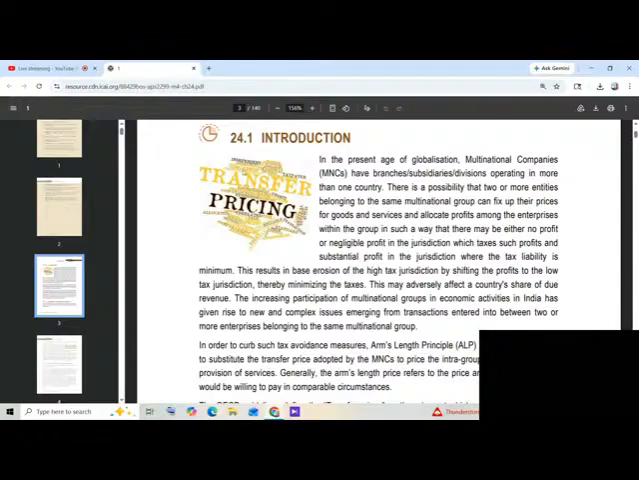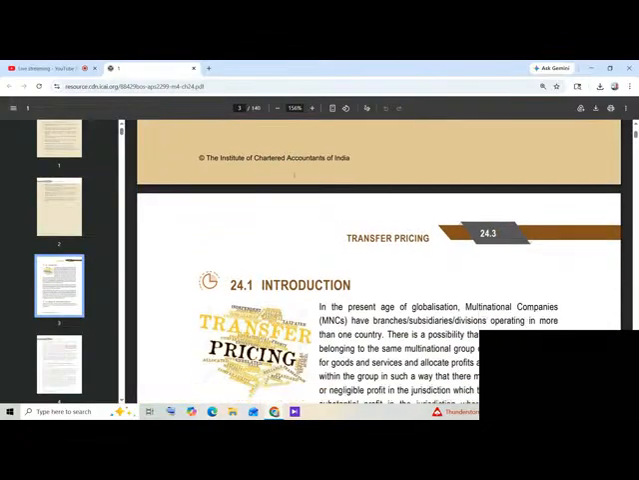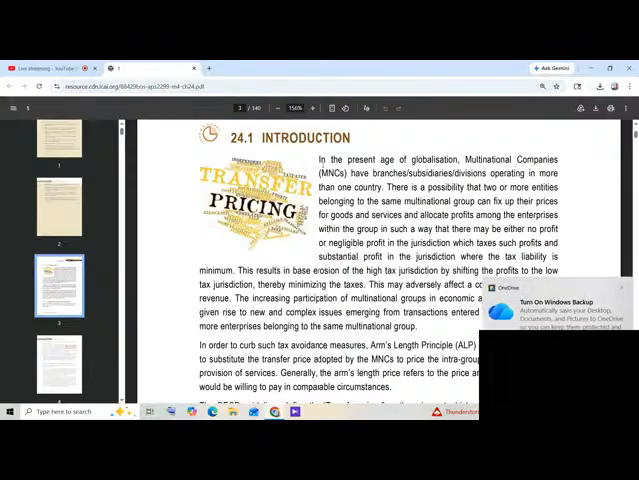Yes, go. Transfer pricing. Introduction. In the present age of globalization, multinational companies have branches, subsidiaries, divisions operating in more than one country.